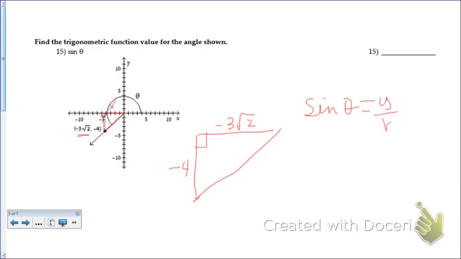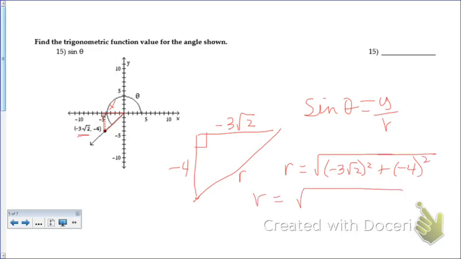So we need to use the Pythagorean theorem to get the radius. Okay, so r is equal to the square root of the x squared plus the y squared. So if I square negative 3 square root of 2, that's 9 times 2, which is 18, and then negative 4 squared is 16, so that's the square root of 34, which is as simplified as it's going to get. So that's my r. My y was negative 4, and my r was the square root of 34.